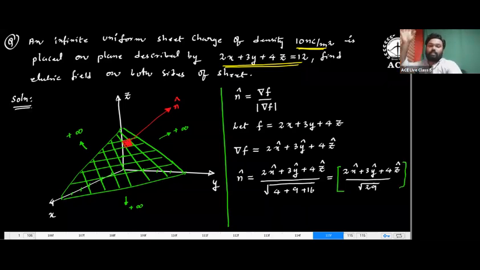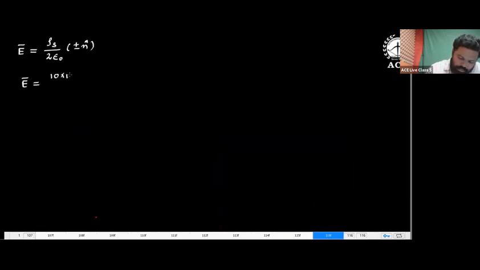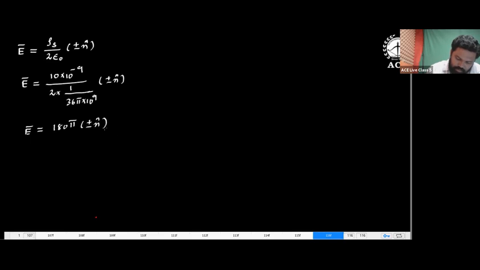This is the increasing side. What is the other side? The other side will be minus n cap. Clear? Let me turn the page here. Once you have got a normal, it is just a substitution. What is the electric field formula? E is equal to rho s by 2 epsilon naught, plus or minus n cap. What is this rho s? 10 nano, that is 10 into 10 to the power of minus 9, divided by 2 into 1 by 36 pi into 10 to the power of 9, into plus or minus n cap. How much is this? 180 pi into plus or minus n cap.